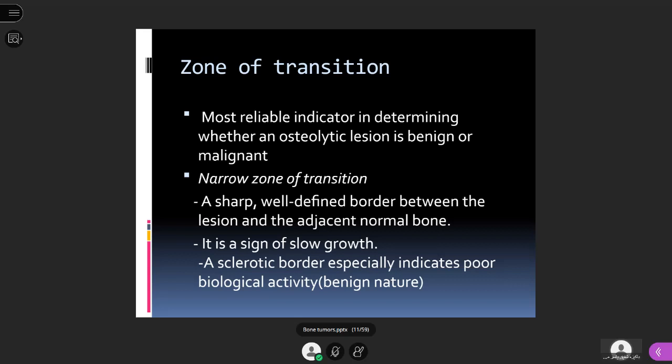Now, zone of transition, this is again the same thing as I told you. Narrow zone of transition means a well-defined border, okay? And it is a sign of slow growth, slow biological activity. Sclerotic border, if present, especially indicates poor biological activity.